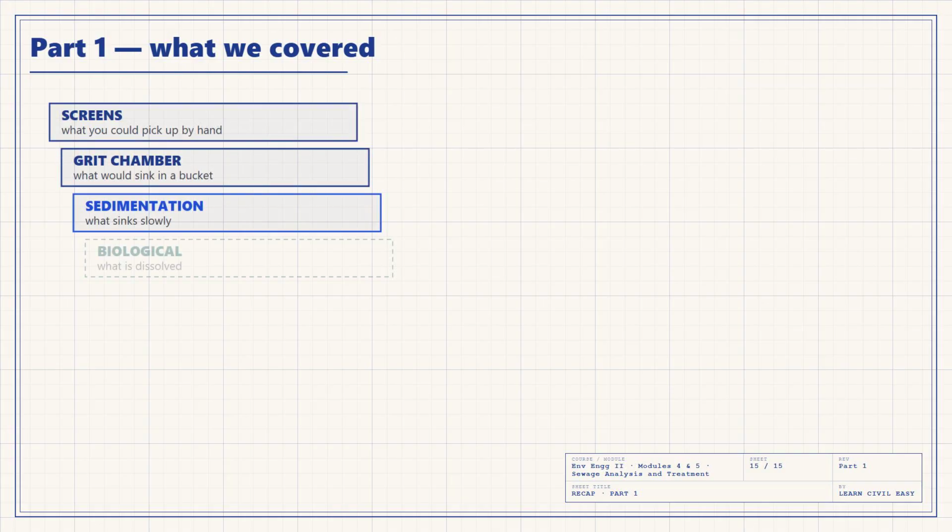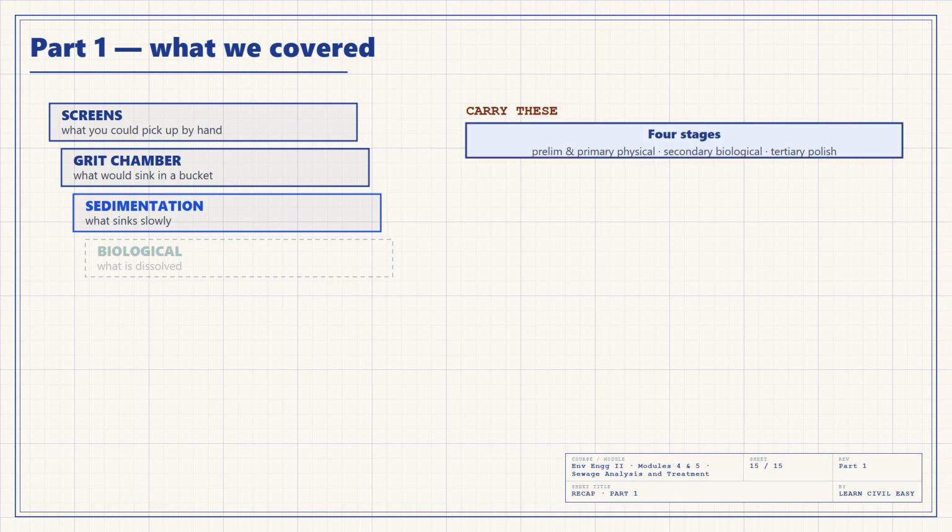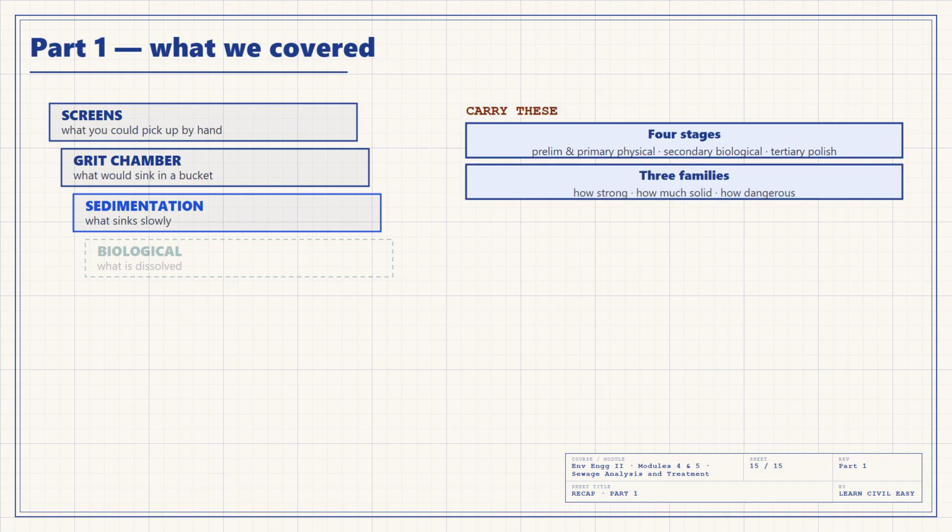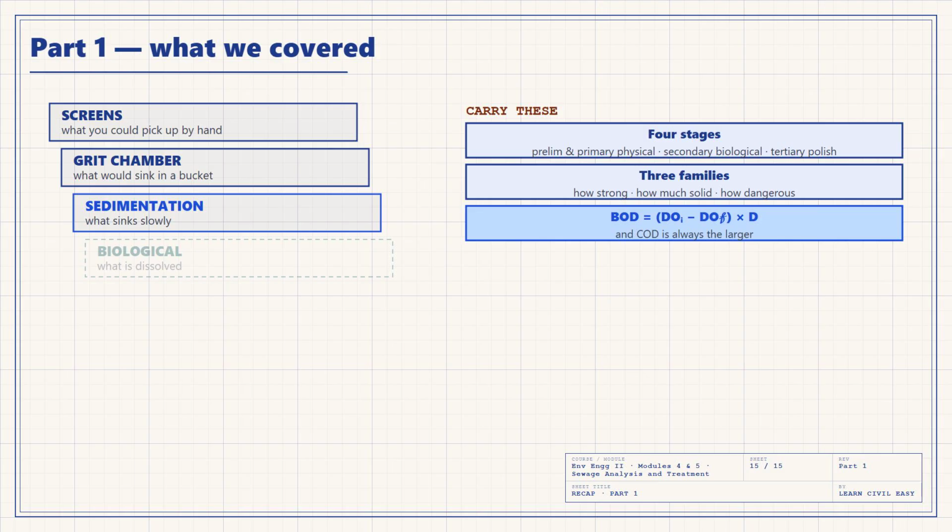Let us close part 1. A treatment plant removes things in order of size. 4 stages: preliminary and primary are physical. Secondary is biological. Tertiary is the polish. The characteristics come in 3 families: physical, chemical, and biological, and they answer 3 questions: how strong, how much solid, how dangerous. BOD equals the drop in dissolved oxygen times the dilution factor, and COD is always the larger of the two. Coliforms are indicator organisms counted as most probable number per 100 milliliters.